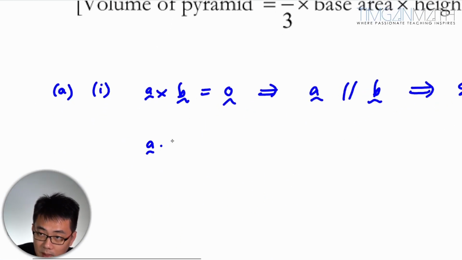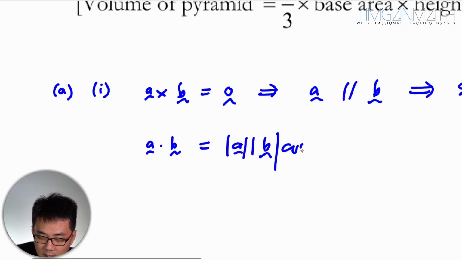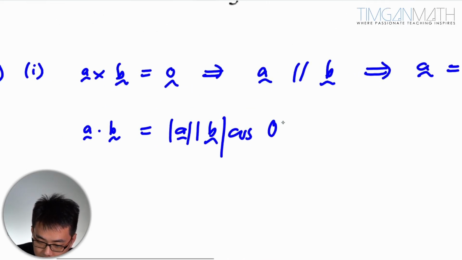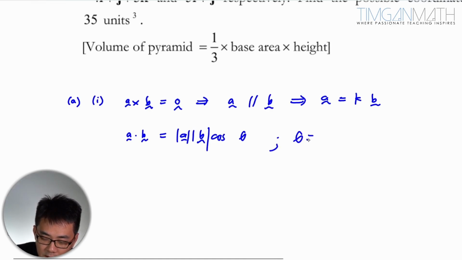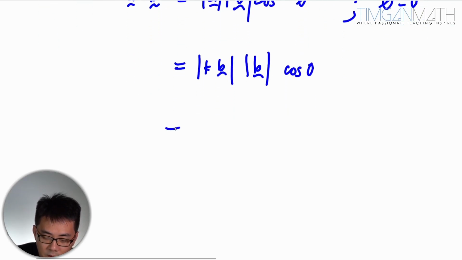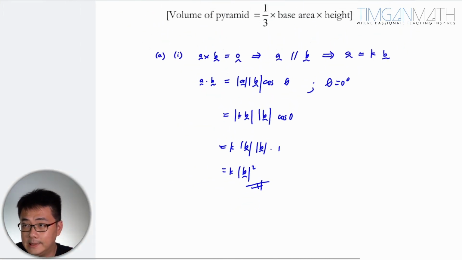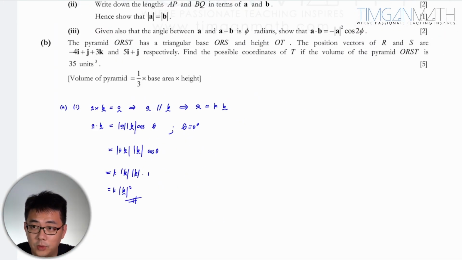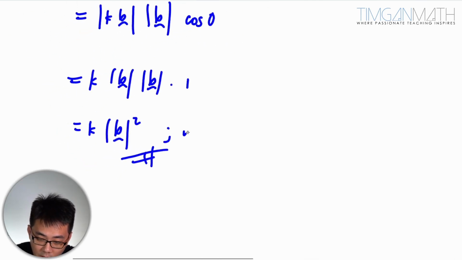So A dot B would just be mod A mod B cosine theta. Now because they are parallel, theta is 0 degrees. And then mod A is actually K mod B. This is mod B and this is cosine 0, which is 1. So this is K mod B squared. Okay? That's how you show it, where K is a constant.